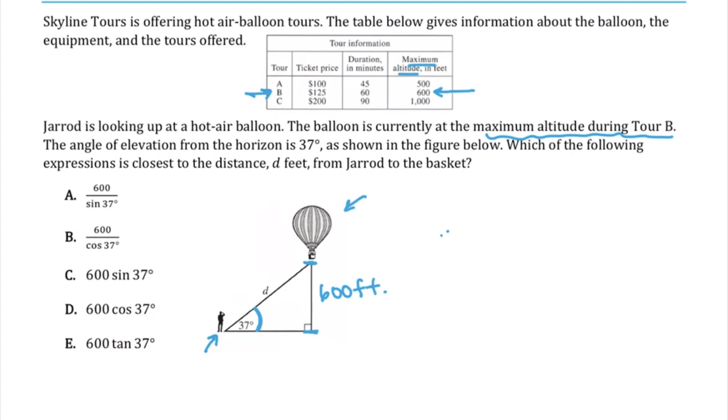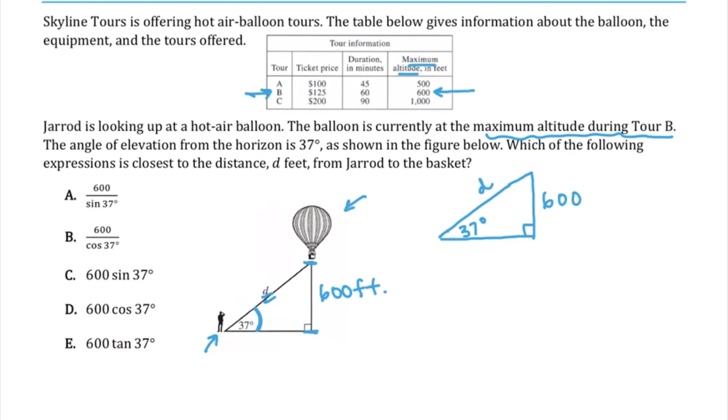So really quickly, just because it can get confusing with the sketch of the person and the balloon, I'm just going to redraw what we have. We have a length of 600 feet here, a 90-degree angle here, and 37 degrees there. Which of the following expressions is closest to the distance d feet from Jared to the basket? So here's that d, which we see right here.